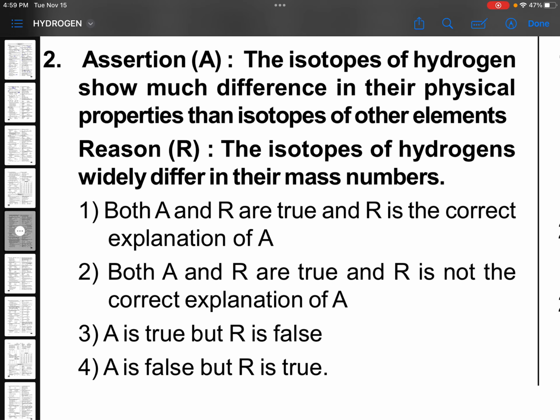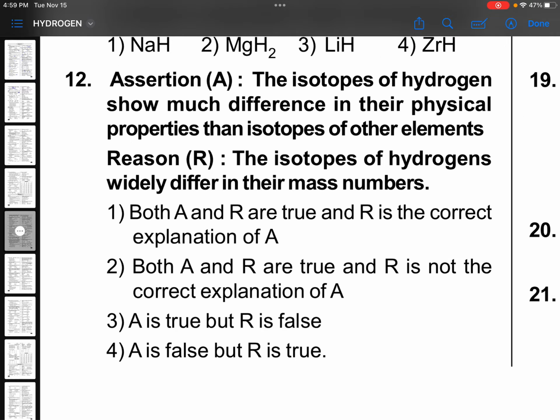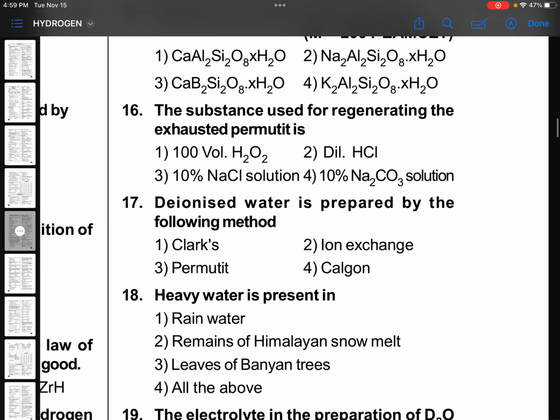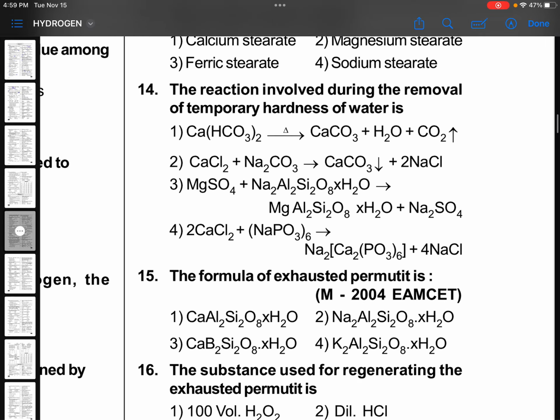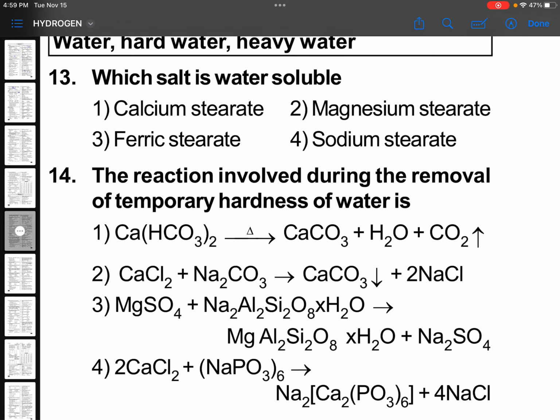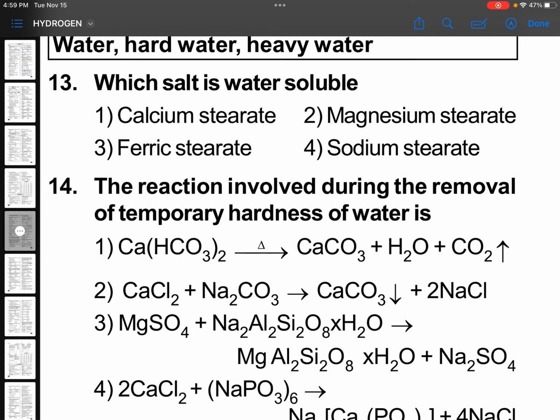Isotopes of hydrogen show much difference in their physical properties than isotopes of other elements. The isotopes of hydrogen widely differ in their mass numbers. Clearly shows, right? Both are right and correct explanation. Coming to question number 13. Water, hard water, heavy water questions we are seeing.